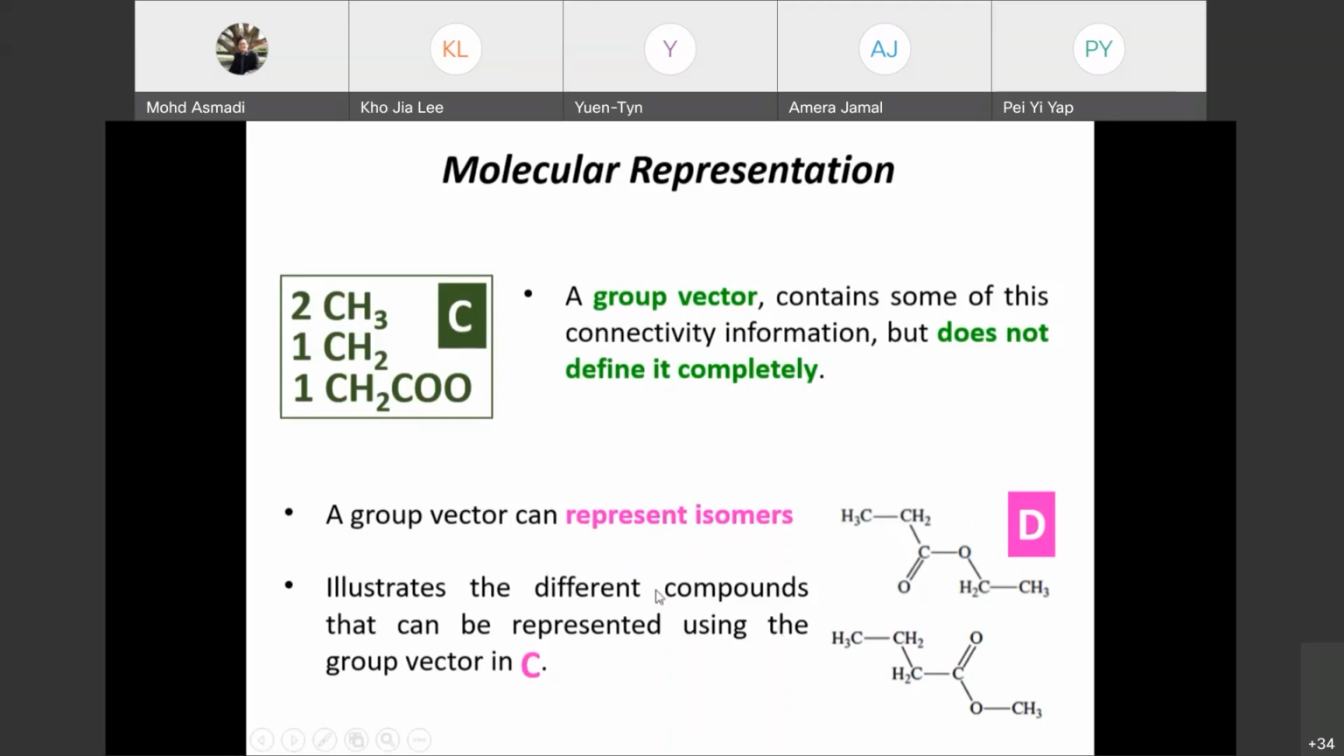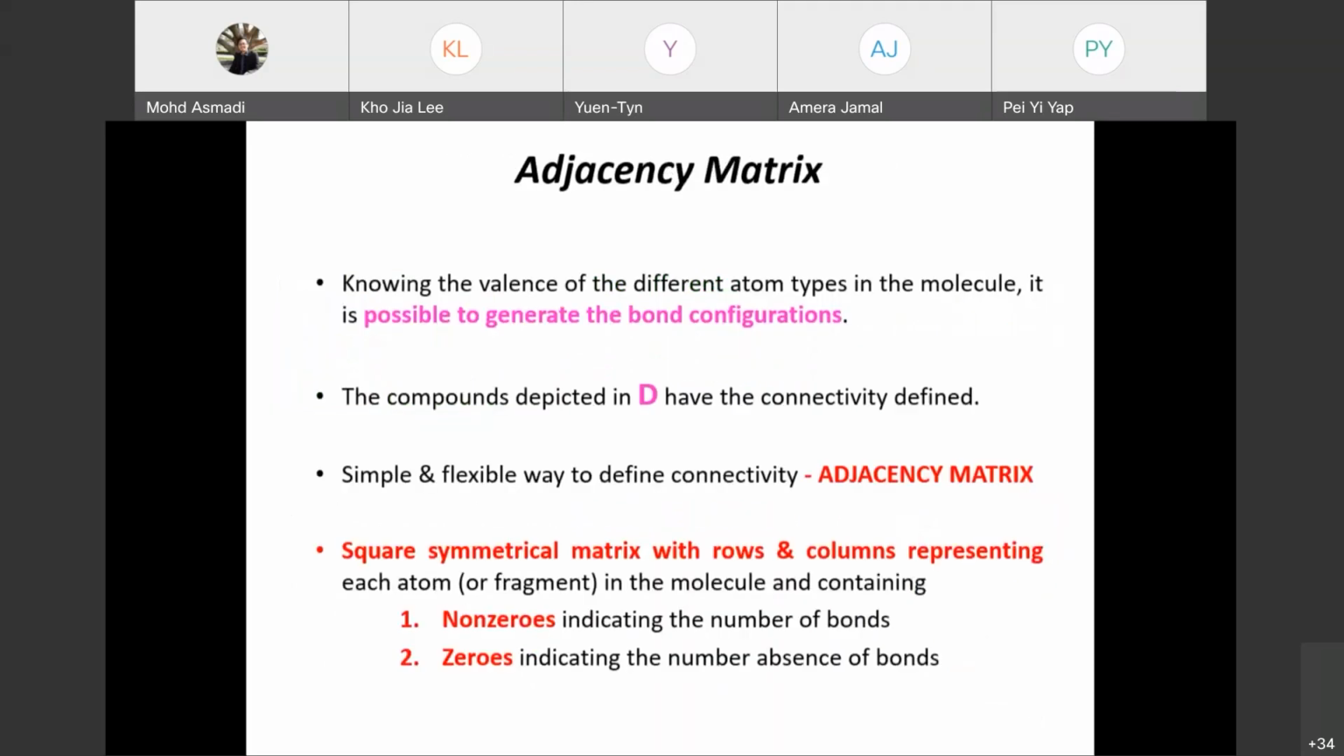We can form isomers from the group vector, like cis, trans, EZ. Those are isomers. Another one is in terms of the adjacency matrix. From the group vectors, and also the building blocks and atoms, we can present it in terms of a matrix.